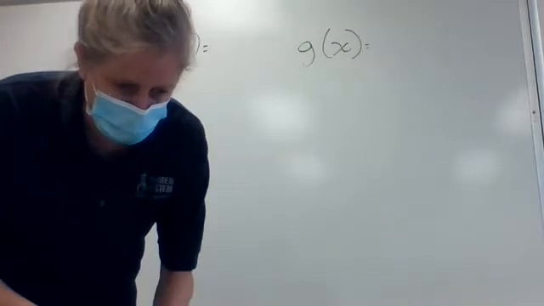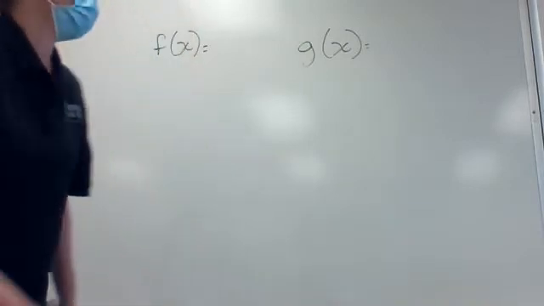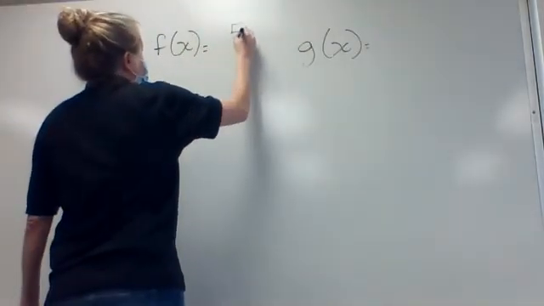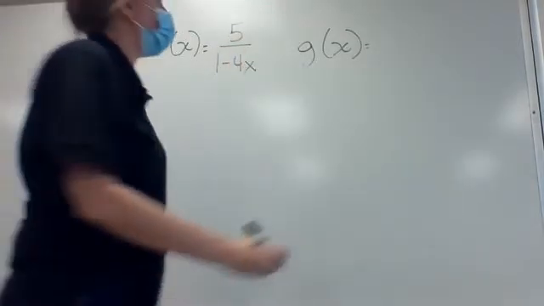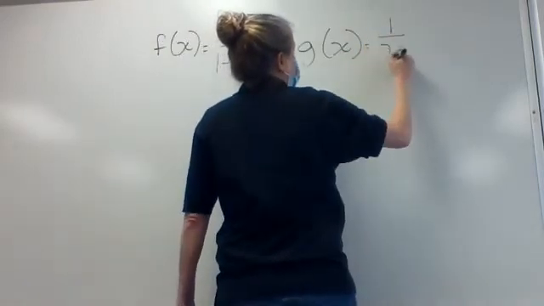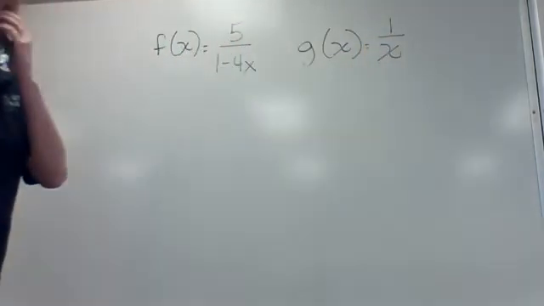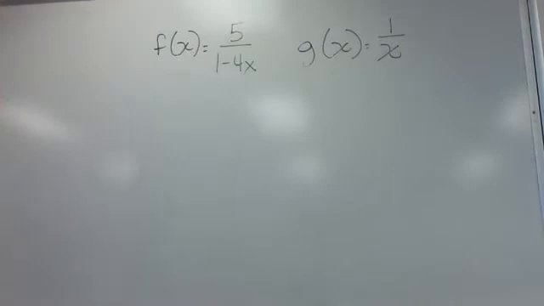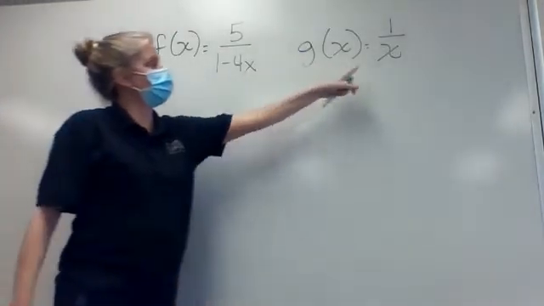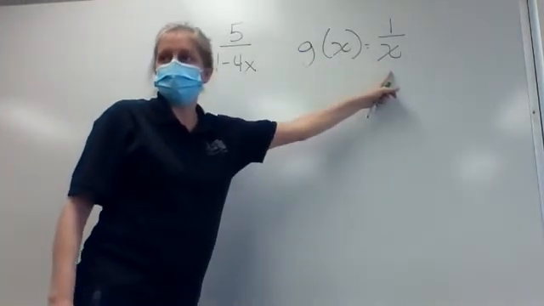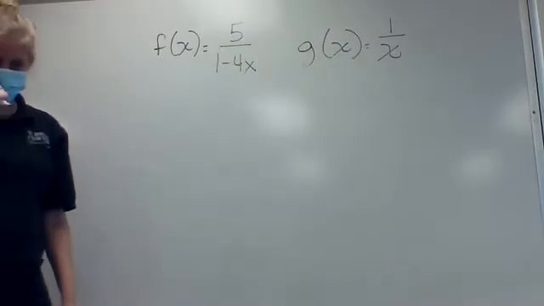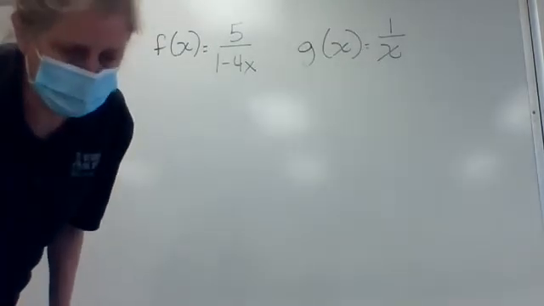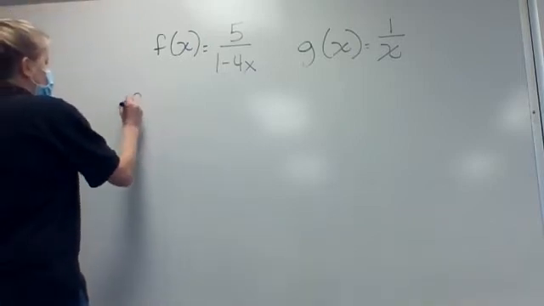F of x is 5 over 1 minus 4x. G of x is 1 over x. So when you're looking at those functions, this is telling you there's probably going to be a good chance of having restrictions because you've got restrictions in the actual functions. First things first, finding f of g of x.